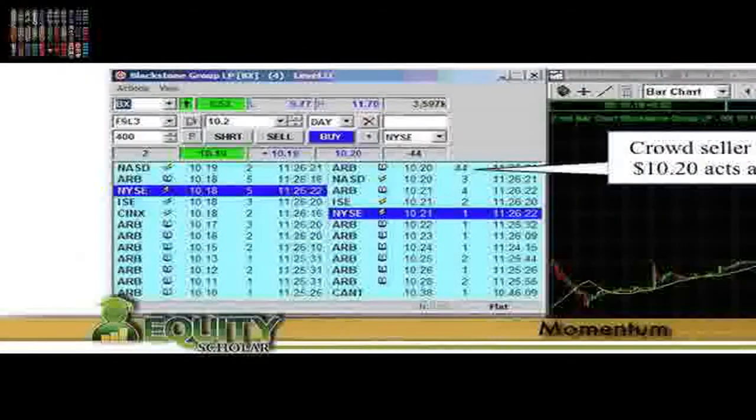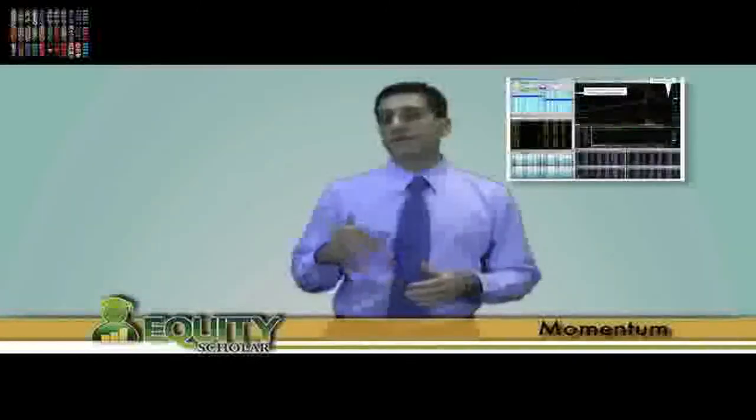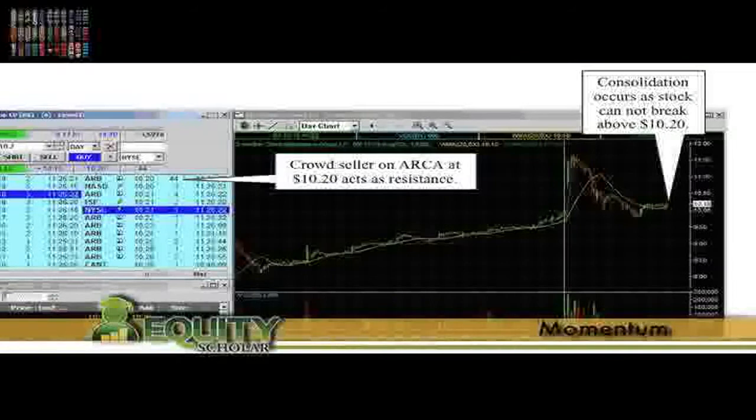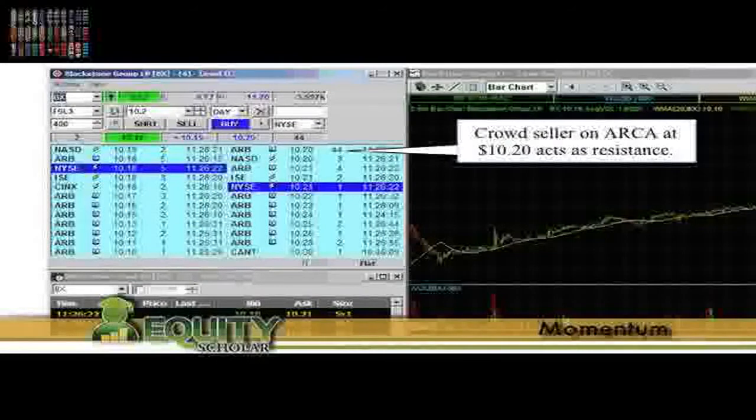Okay, let's take a look at the following snapshots of Blackstone Group, ticker symbol BX, to help get a better understanding of momentum and how to use it to your advantage when trading. From the chart of this first slide, we see Blackstone consolidating near yesterday's closing price after a substantial up and down move early in the trading day. By taking a look at the ECNs, we see that a crowd seller on ARCA is creating resistance, while the moving average is creating support.